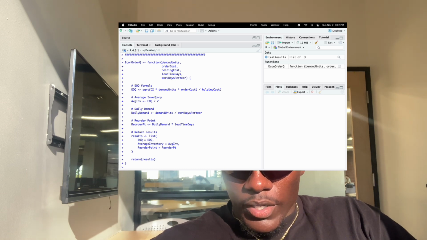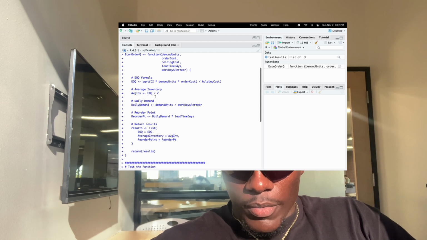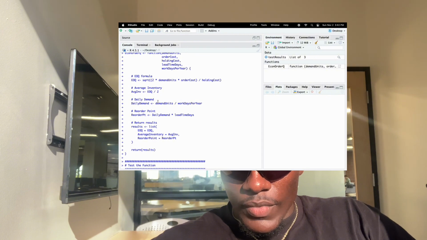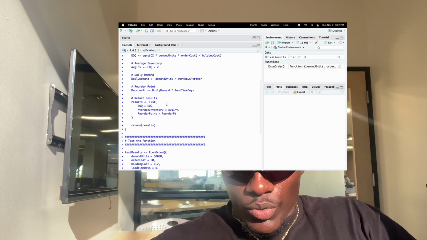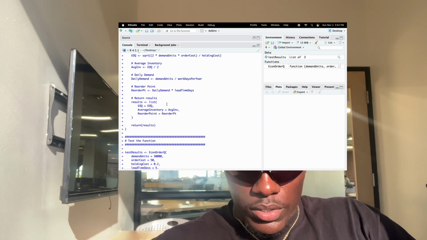So here I calculated EOQ, which stands for economic order quantity. The formula I used is EOQ equals the square root of 2 times demand units times order cost divided by the holding cost. That's right there.